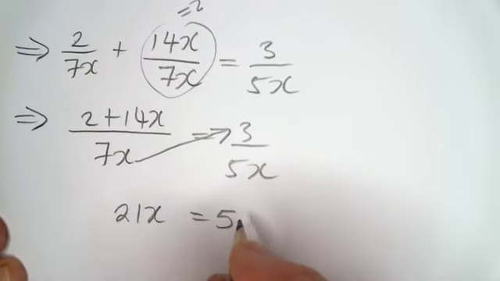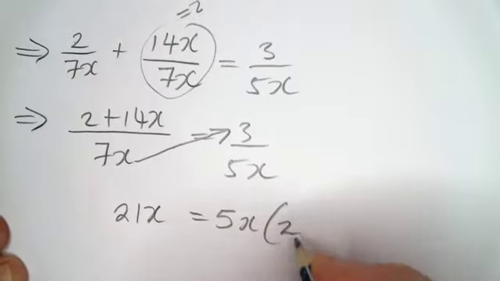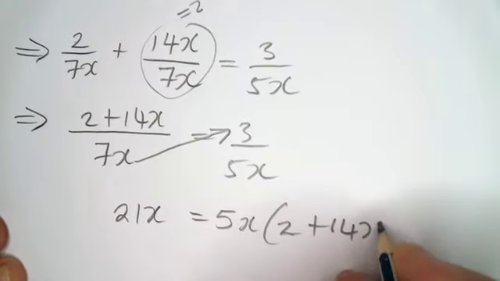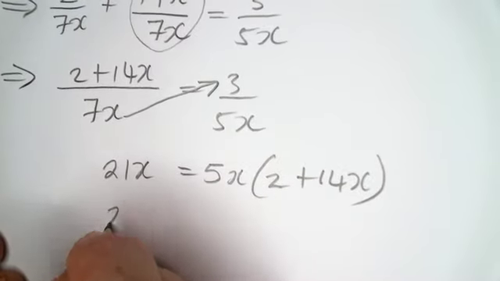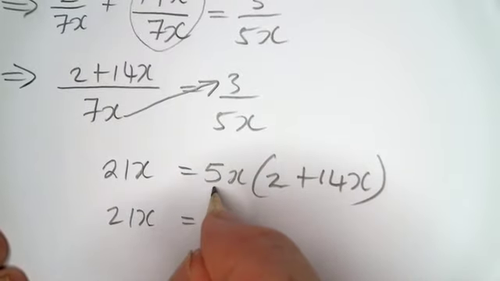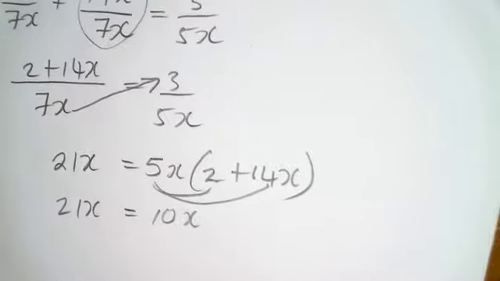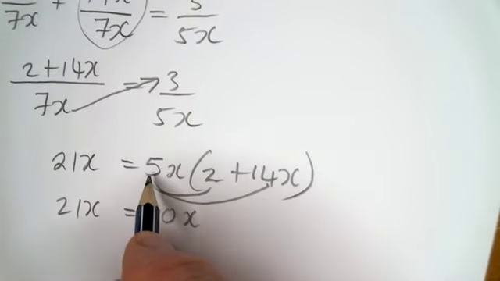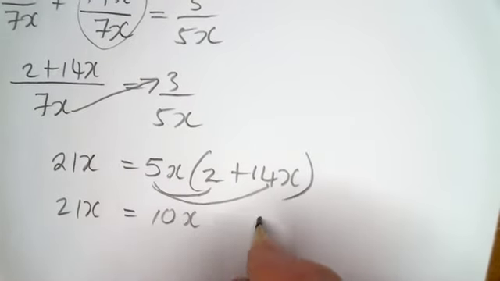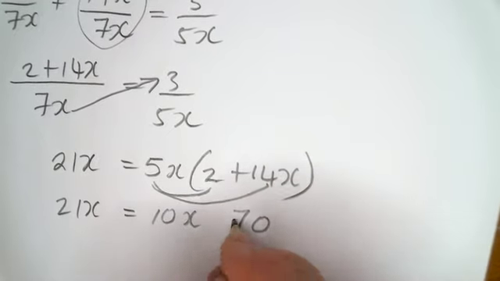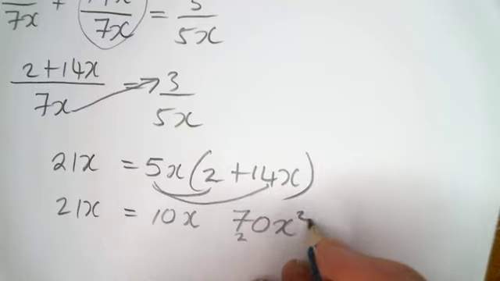And I've got 5x times this. I'm not going to bother trying to do it all in one go. I'm going to write that out, plus 14x. Here it goes. So now I've got 21x is equal to, well, 5x times 2 is 10x. 5x times 14x, well, we've got 5 times 4 is 20, carry the 2, 5 times 1 is 5, 6, 7. So I've got 70x squared.